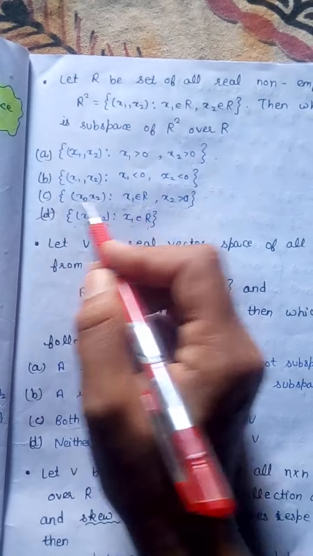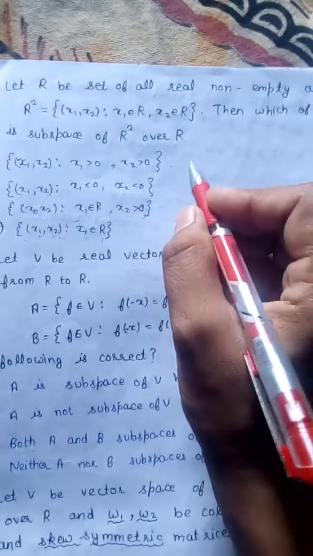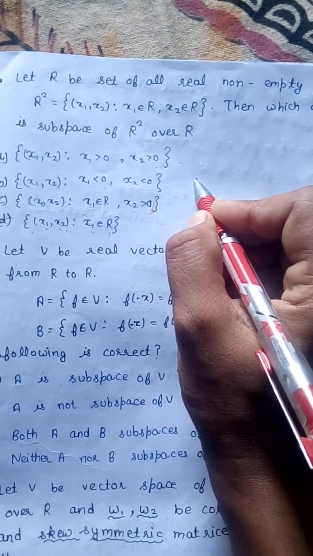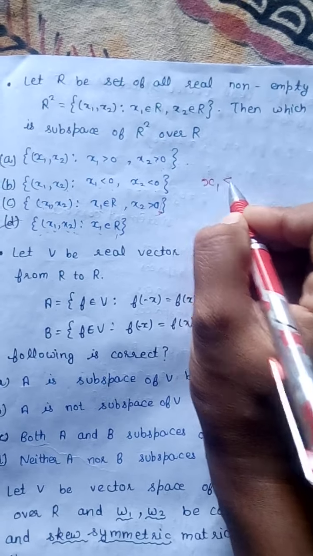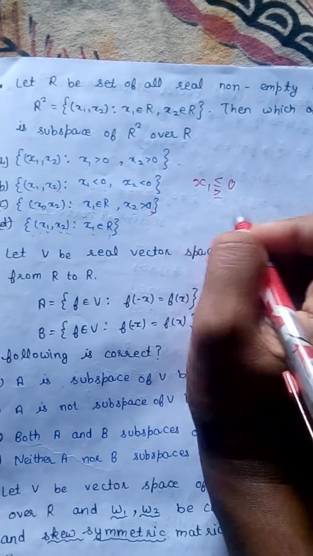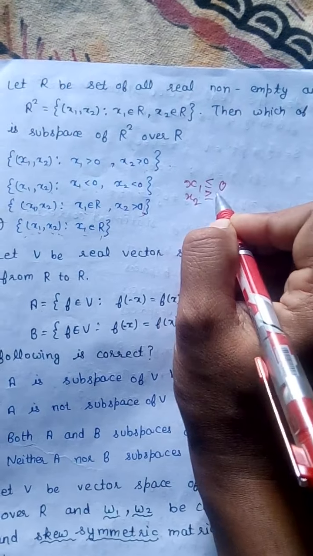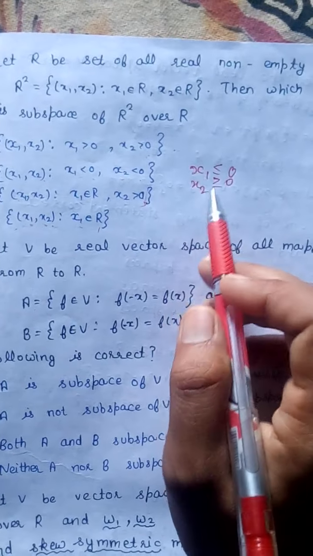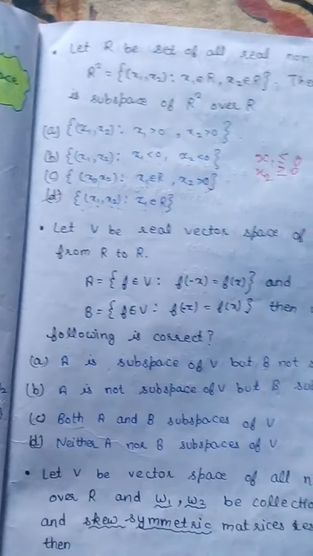These are subspaces, but all these are not subspaces because in the subspace trick we have discussed that x1 less than or equal to 0, greater than or equal to 0 are not subspaces. Here it can be x2 or x1 also.